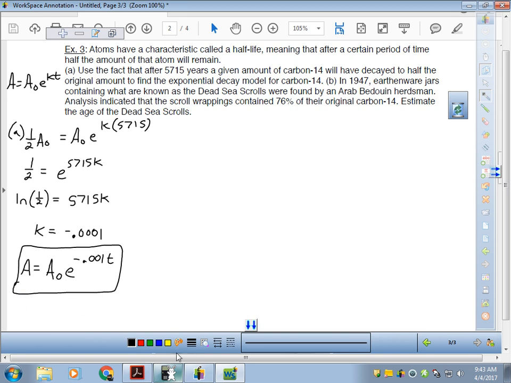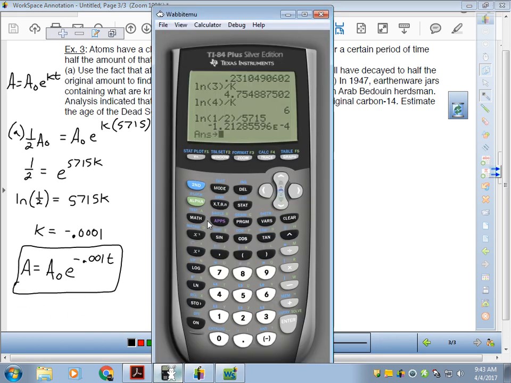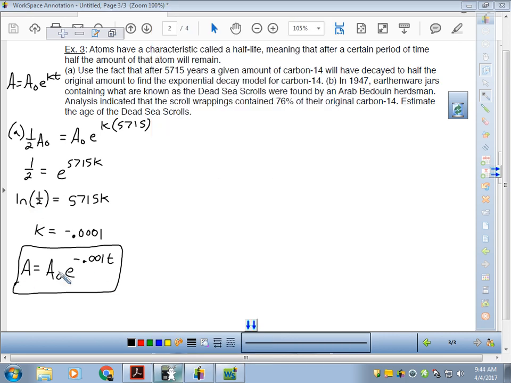Now again, I am going to store that value for k because I don't want to have to remember it. So I'm just going to say, let's store that into k, and just double check. Yep, we got our k in there. Okay. So there is our model.